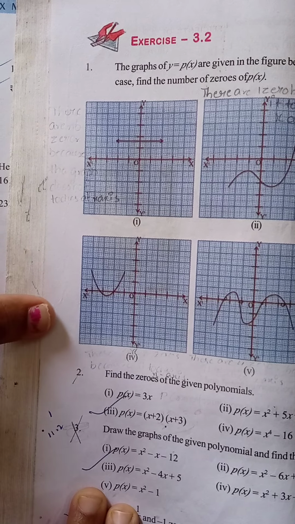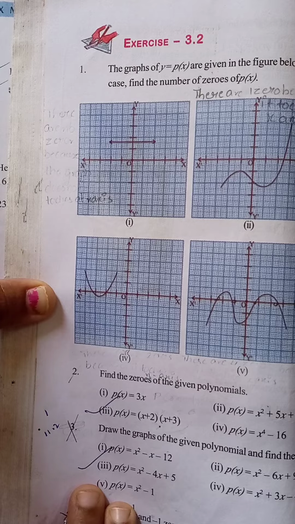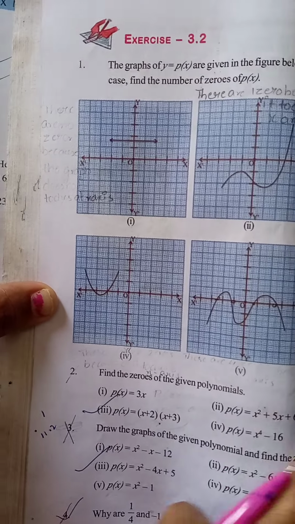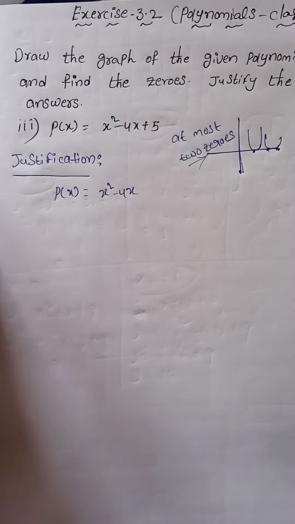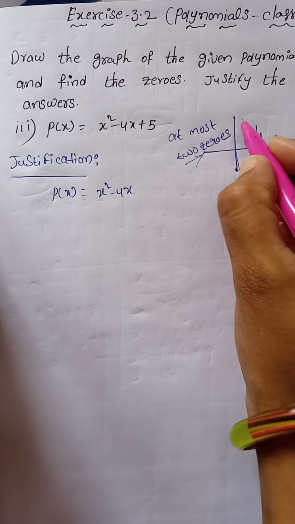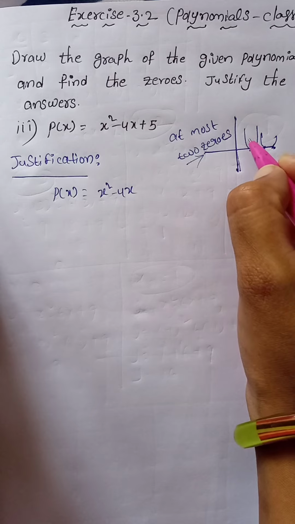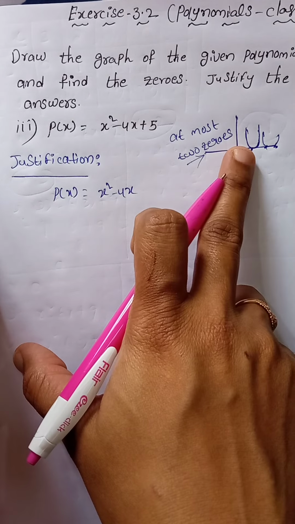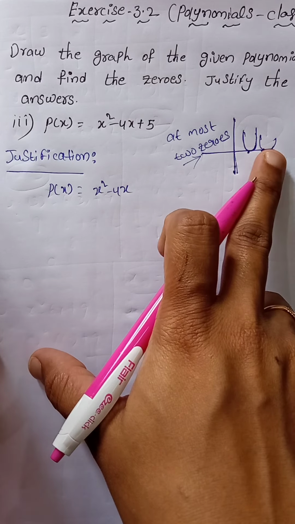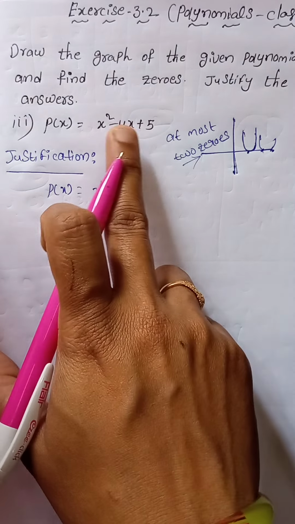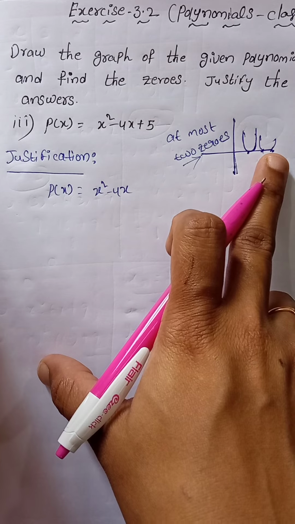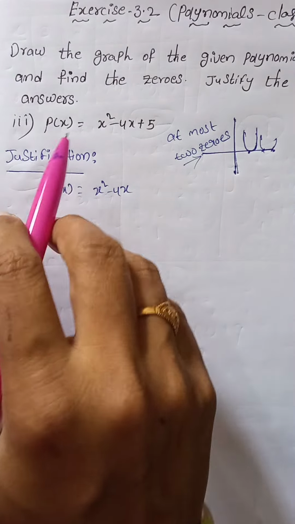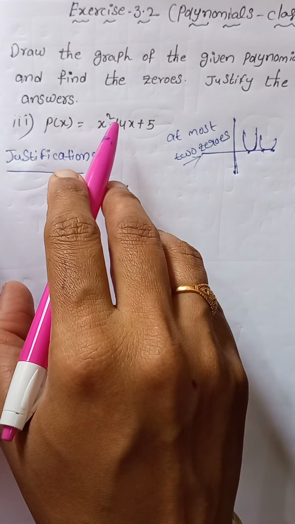First, we need to draw the graph. By the graph, we need to find the zeros of this polynomial. How can we find zeros of this polynomial? By the graph. Suppose the graph touches the x-axis at one point, we can say this polynomial has one zero. If the graph touches the x-axis at two different points, we can say this polynomial has two zeros. Suppose the graph doesn't cut the x-axis anywhere, we can say this polynomial has no zeros.